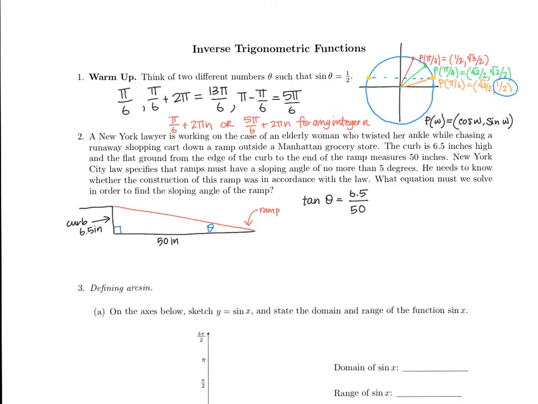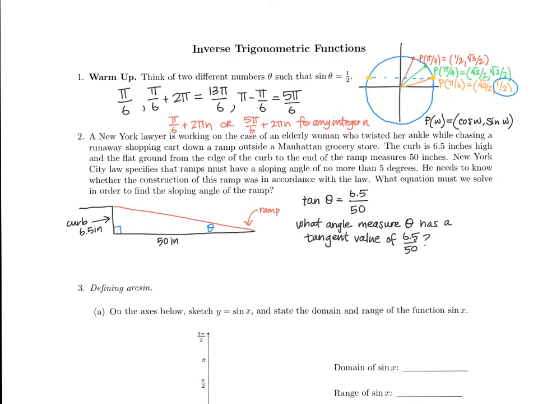And so this is the equation that we need to solve in order to find the sloping angle of the ramp. We want to know what value does theta take on in order for its tangent to be equal to 6.5 over 50. And then, of course, the secondary question is, is that value more than 5 degrees?